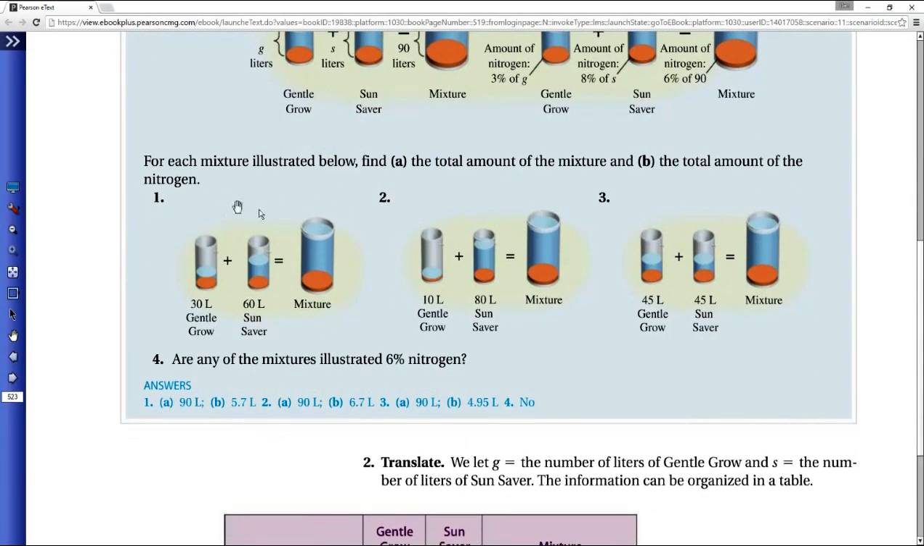And if you look at these things here too, it says for each mixture illustrated below, find the total amount of the mixture. So this mixture right here is what they're talking about. If I have 30 liters and 60 liters, how many liters are going to be in here? That's pretty straightforward, it's 90, right? Okay, and then also the total amount of nitrogen.